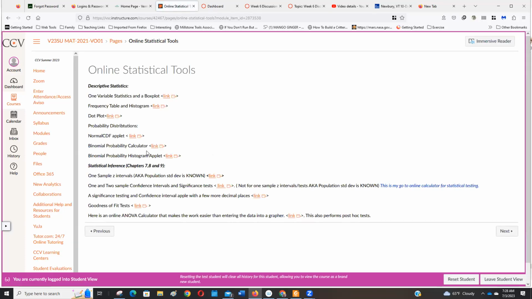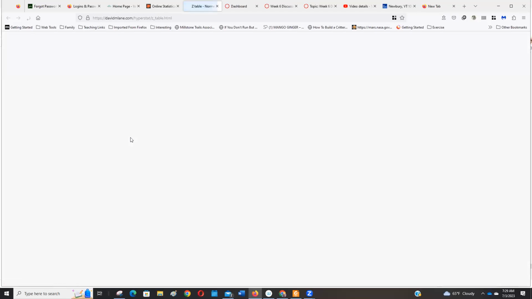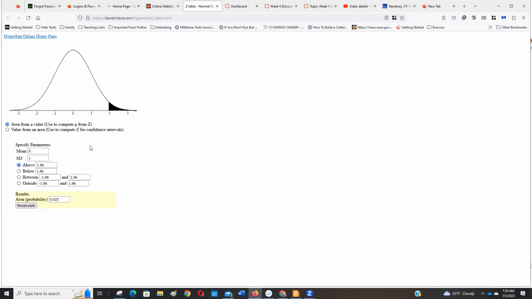here's all those binomial probability applets that we used last week, and here's a normal CDF. It's a normal curve, a cumulative probability distribution. I don't quite remember what the DF stands for, but it's a cumulative frequency. And here's a normal curve table.